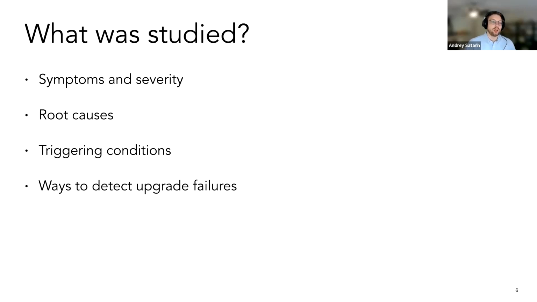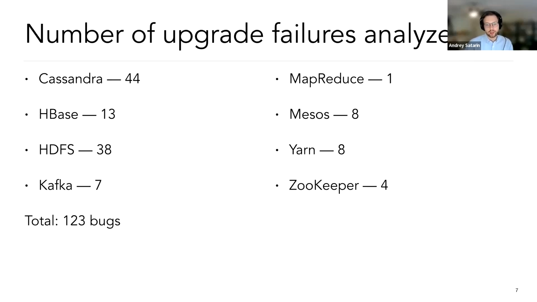So what did they look at? They looked at symptoms and severity of upgrade failures, what the root causes of those failures are, conditions, how to trigger them, and why they are even happening. And the final goal is basically how to detect those failures for distributed systems and prevent them from happening in production. So these are the systems they analyzed. These are basically the bugs they looked at from the bug trackers of the corresponding systems. Overall, it's about 100 bugs, more than that even. And this is where all the findings come from, I assume, just reading and understanding those bugs.